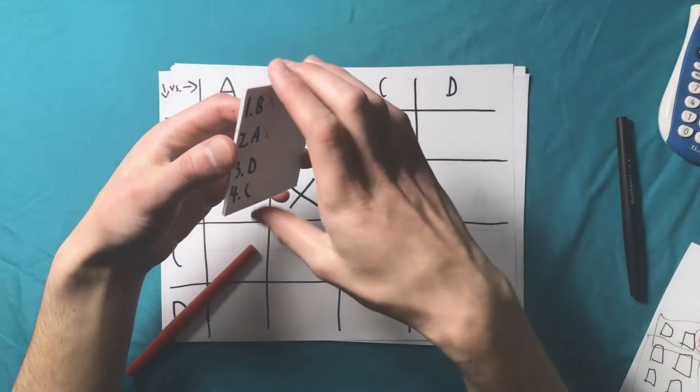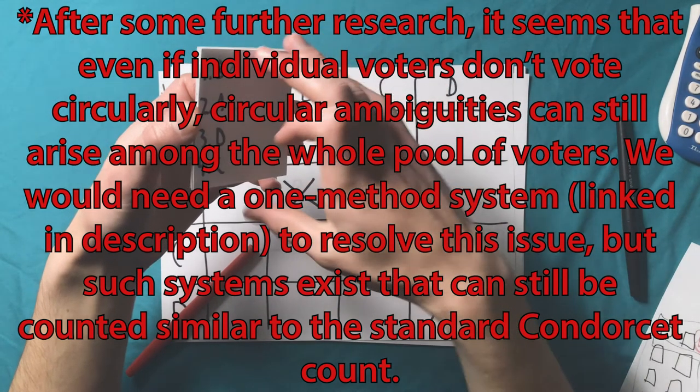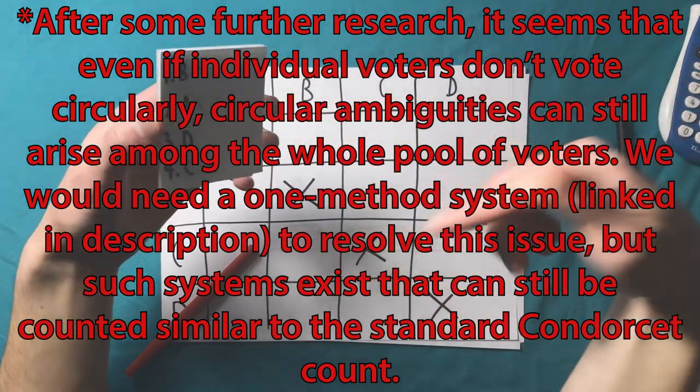But in real politics, that would never happen. Loops are like in rock, paper, scissors, where rock beats paper, paper beats scissors, and then scissors beats rock.